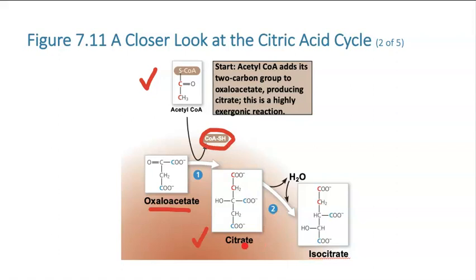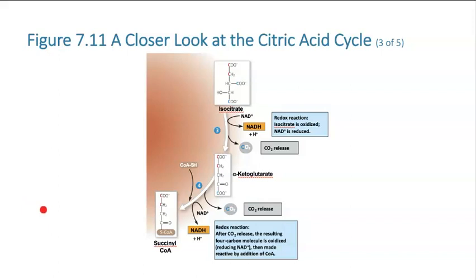The next thing is that citrate is going to be rearranged into isocitrate, and that's going to cause the release of some water. As we're moving along looking at this, isocitrate is going to be rearranged, and it's actually going to release some carbon. So it's going to go from having 1, 2, 3, 4, 5, 6 carbons right there. It's going to be rearranged to 1, 2, 3, 4, 5. And so we've lost a carbon dioxide. We're also going through redox reactions, so we're going to make some NADH. This new molecule after isocitrate is alpha ketoglutarate.